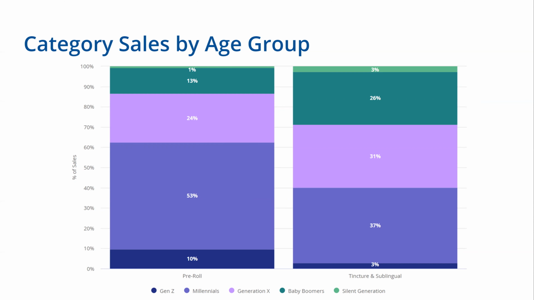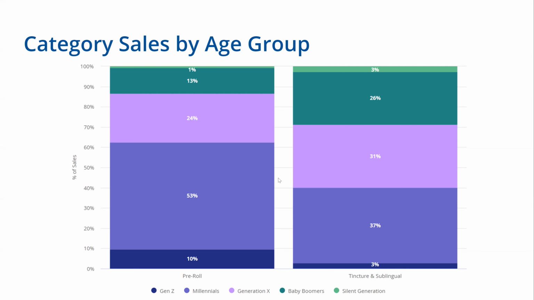When we move up to the next oldest age group, Generation X, the trend suddenly switches directions. Gen X have a 31% share of sales, but only 24% in pre-rolls. So we've seen that overall trend switch directions. That trend continues with baby boomers who have a 2-to-1 ratio of tincture market share to pre-roll share. And finally, the silent generation, while their total sales are small, they contribute 3 times as much market share to the tincture category over pre-rolls. So that perfectly mirrors the ratio we saw in Gen Z, just in the opposite direction.